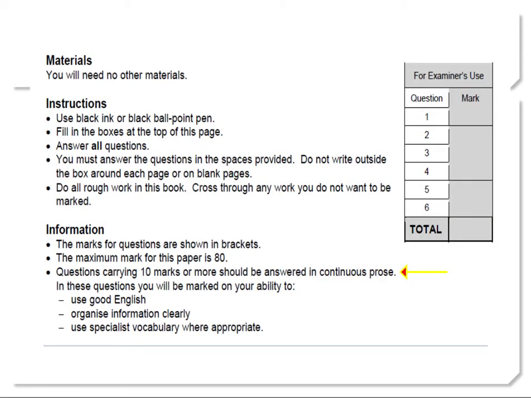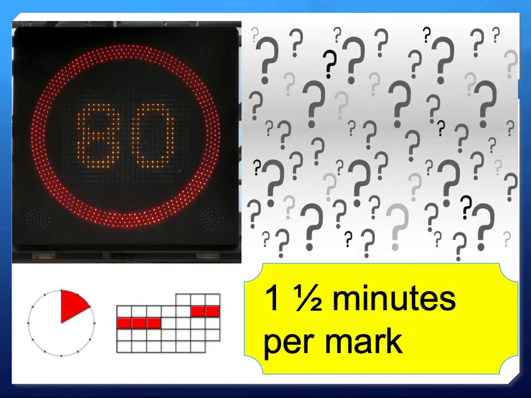Please take a note of the instructions from the front page of your exam paper, and that is, questions carrying 10 marks or more should be answered in continuous prose. In other words, if the question is worth 10, 20 or 30 marks, that means that you are required to write with full sentences and paragraphs, therefore no bullet points or lists in this particular type of question.